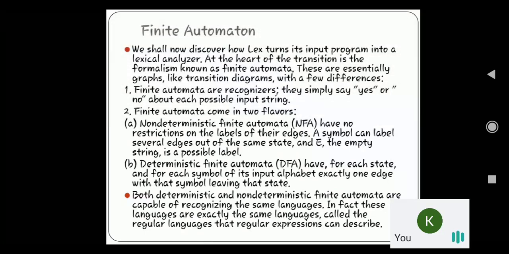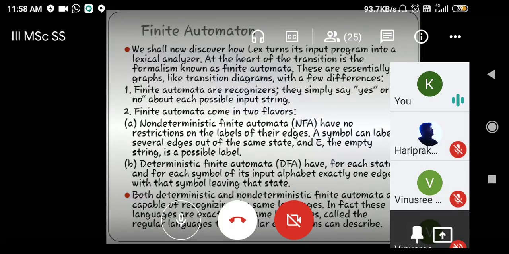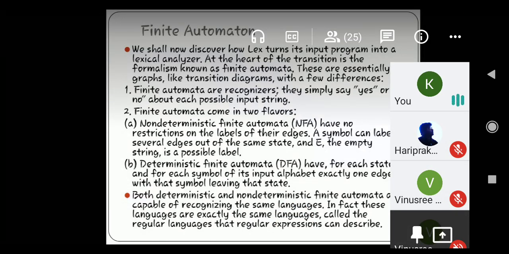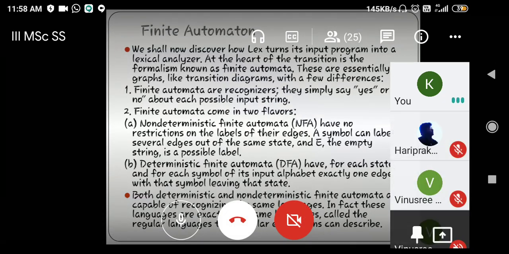And then the next question: what are the three types of parameter transmission mechanisms we have? What are the three types of parameter passing mechanisms that we have? We have three types.